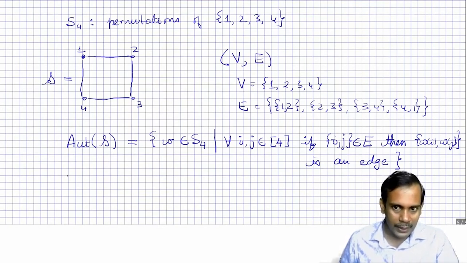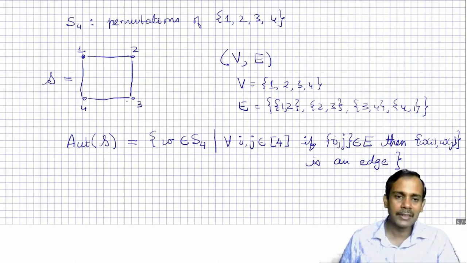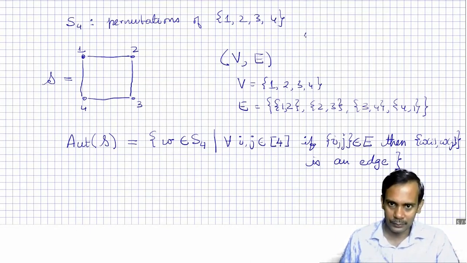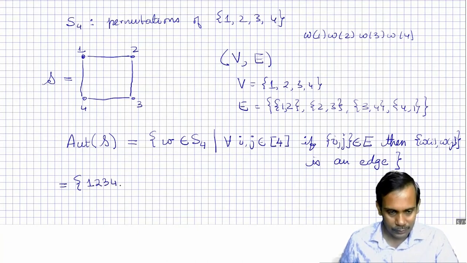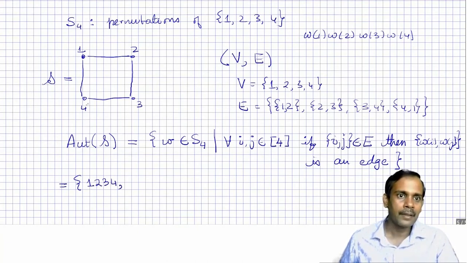So Aut S, what are the elements of Aut S? Remember, we have this nice notation for writing permutations, the one line notation. So it's just W1, W2, W3, in this case W4. Okay, so with this Aut S, firstly, what's the most obvious element that it contains? It contains the identity element, which is 1, 2, 3, 4. Now let's see. Suppose we want to fix 1, what else can we do?